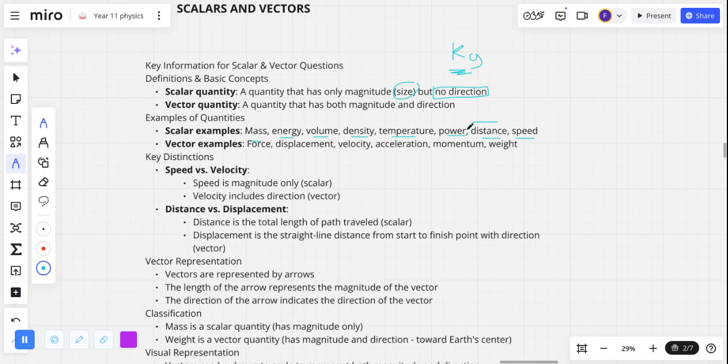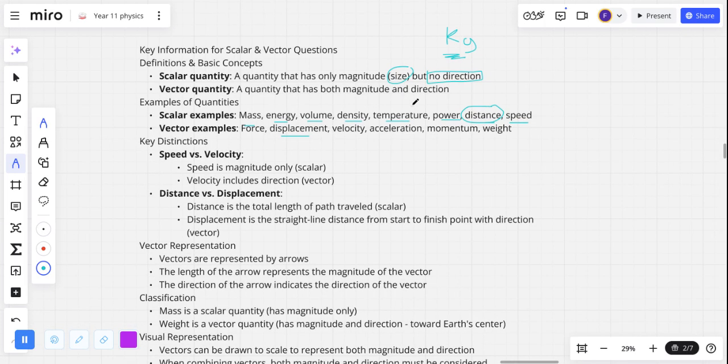Now, this is interesting. Distance doesn't have direction. There is the vector version of it, and that is called displacement. All right? And these two are very different. So vectors have magnitude and direction. Watch out for your scalars. Vector examples, the ones to watch out for are displacement and distance.